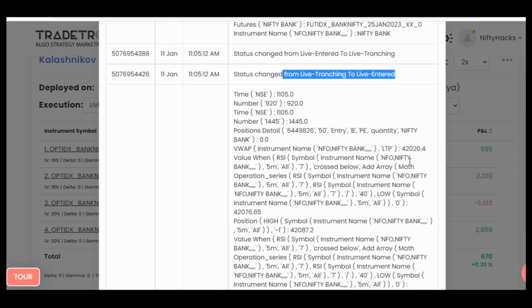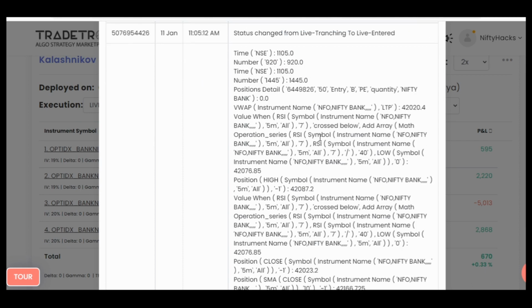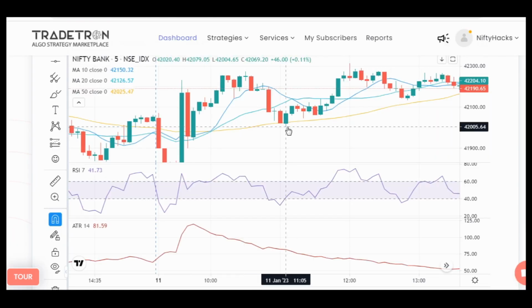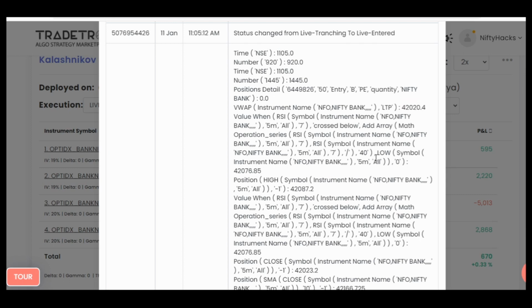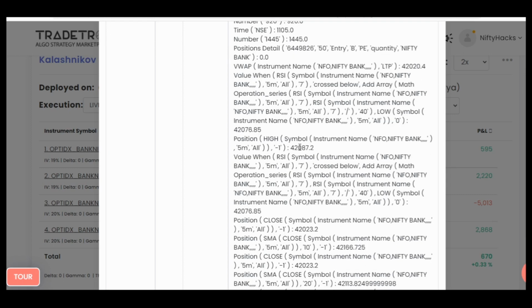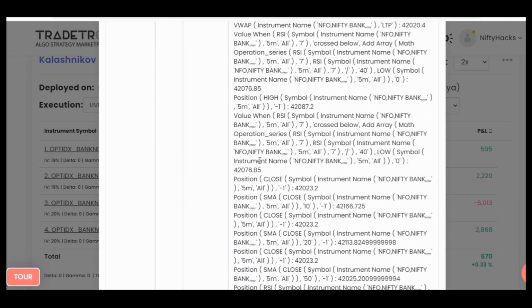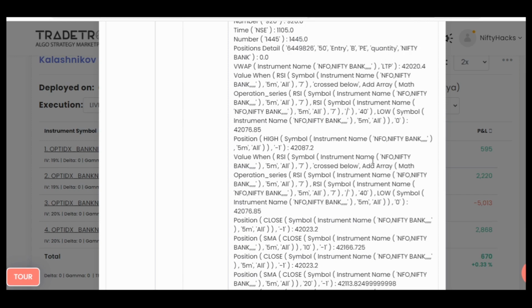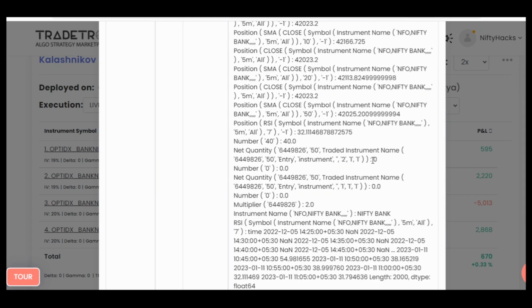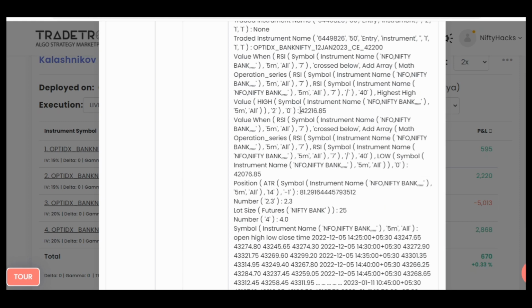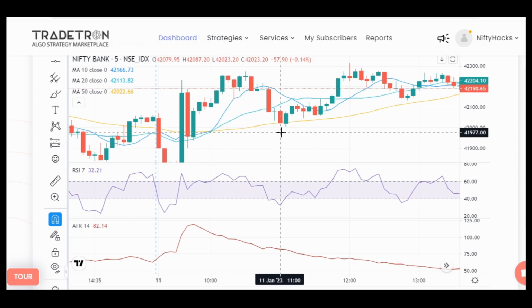So let's check what is the entry. Time is 1105, position detail 50, LTP at that time was 42020, and what's open here, 42020. Okay, and what was the SL as per this condition? As we can see here, the highest high value at that time was 42,216, and the low was around 42,076. So 42,076. Okay, so my bad.